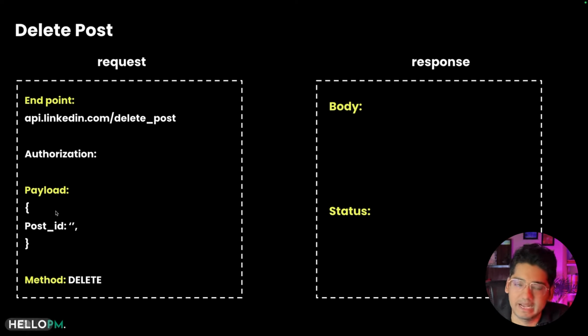There could also be a user ID in the payload. And the method is DELETE. This is the important part because I'm deleting some information from LinkedIn. And then the body response would be success or failure based on whether it is deleted or not. And status could be 200, 500, or 400 depending on whether it is correct or not.